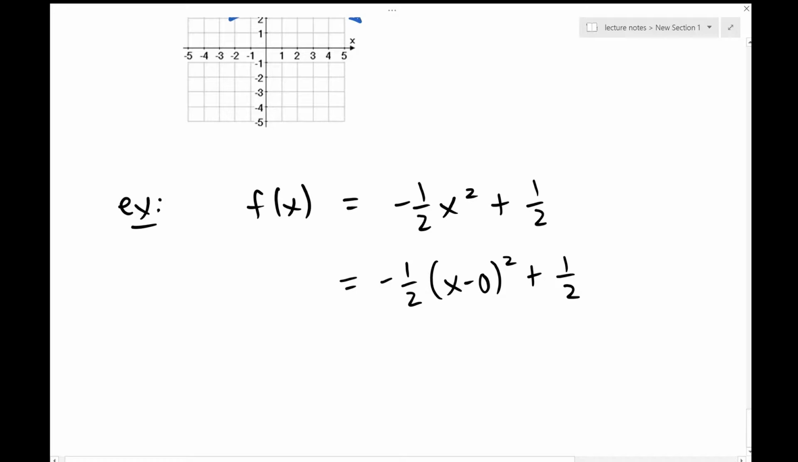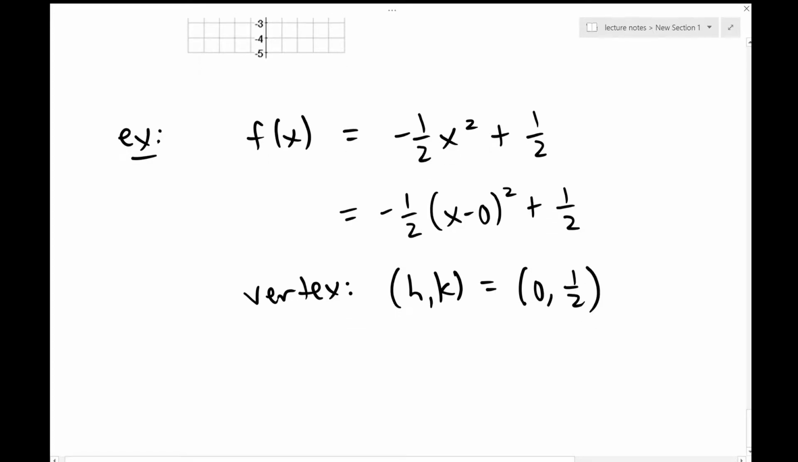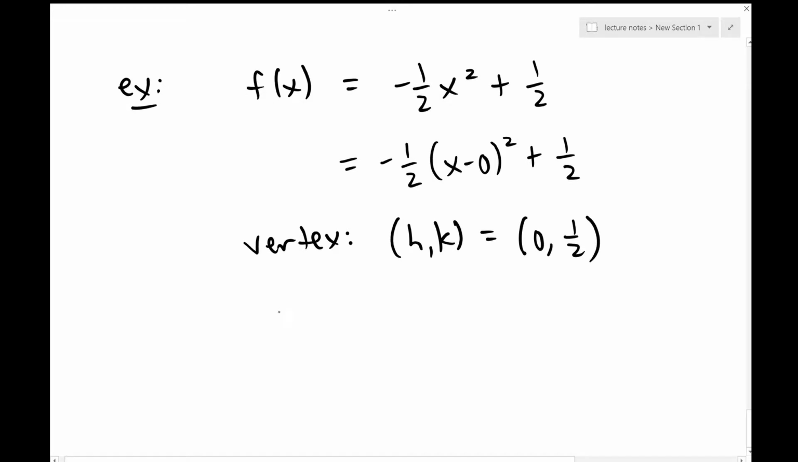So what we want to notice here is that we wouldn't be shifting the graph left or right anywhere because we're just subtracting 0 from the x term in this form. So really what's going to happen here, if we were to look at the vertex of this parabola, we should be able to see that the h and k values would be 0, 1/2. And basically that amounts to just shifting the graph up half a unit. Our a value, though, is negative 1/2, which again means that we would have a wide parabola that opens downward.